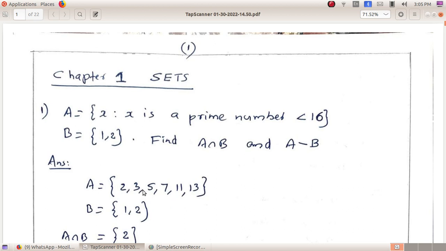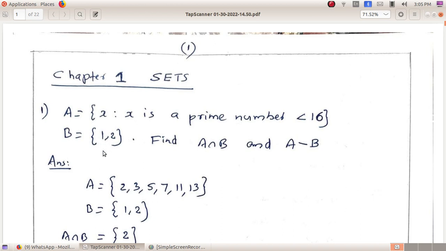Here, let us take 9. 9 can be split as what? 3 into 3 is 9. So, 3 is another factor other than 9 and 1. Therefore, 9 is not a prime number. Similarly, 8 is not a prime number because 8 can be split into 2 and 4; 2 into 4 is 8. Therefore, these are the prime numbers less than 16. 15 is not a prime number because 15 can be split as 3 into 5. So, anyway, this is A.